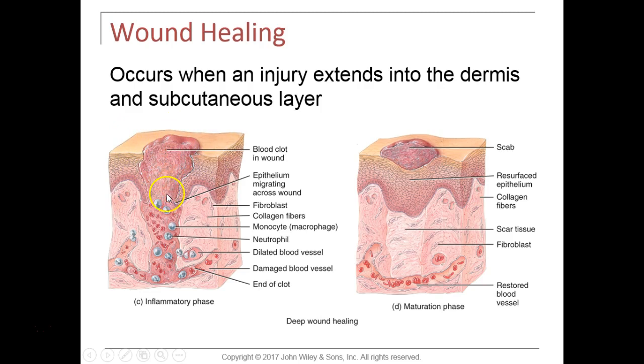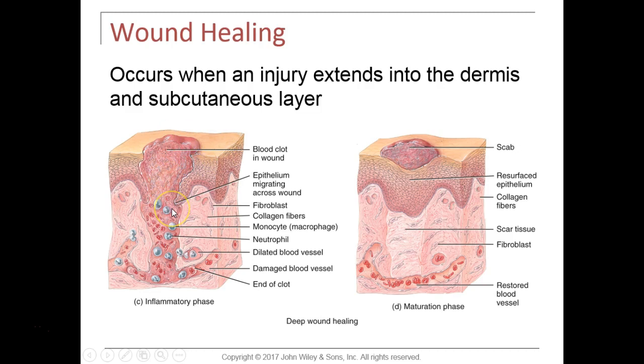This blood clot basically binds the wound edges together. I know we're looking at a 2D picture, but in three dimensions, this wound edge all around would be bound together by this clot protein, these fibrin clot fibers that are in the blood clot. We'll learn about that later. So we're going to stop blood from leaking out, bind the edges of the wound site together, and prevent the entry of other pathogens.